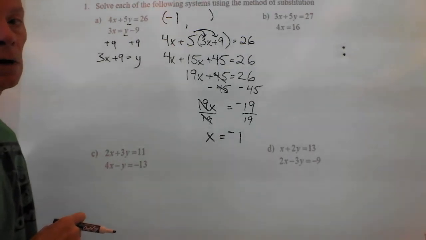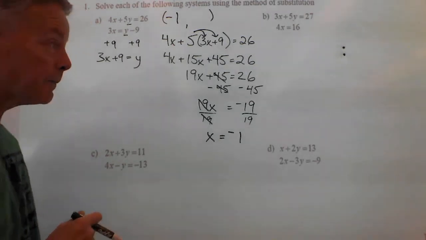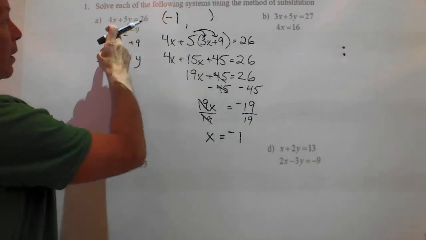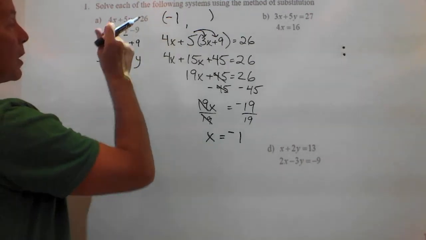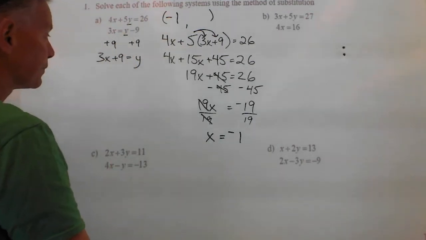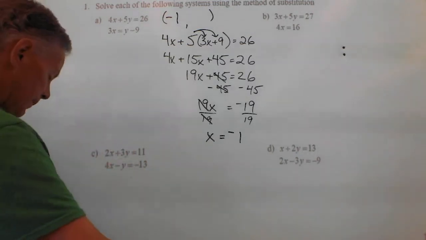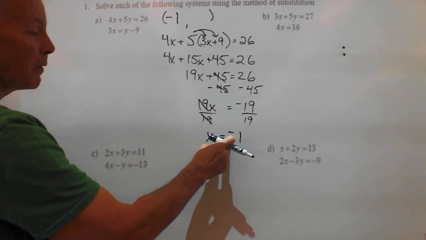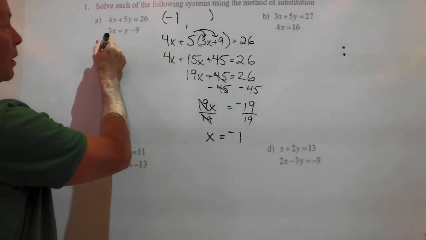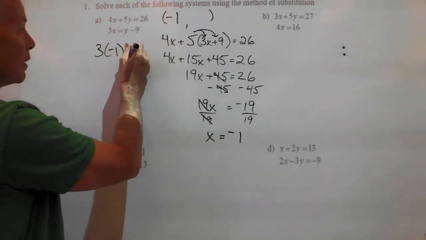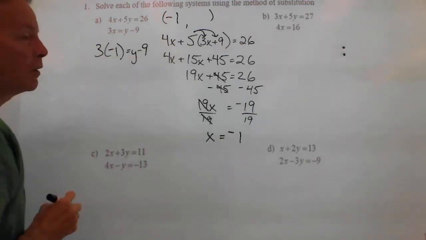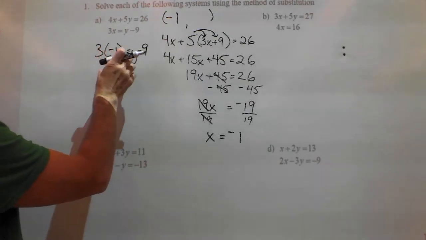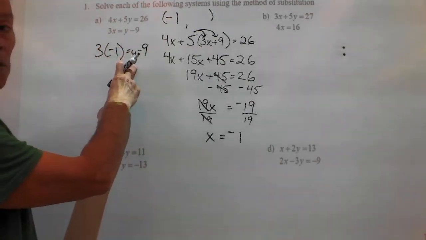And we can plug in this value for x into either of our equations. Now, I don't know about you, but I'm lazy. I would rather go with a simpler equation, so I'm going to pick this one. 3x equals y minus 9. So, into our 3x equals y minus 9, I'm going to plug my value for x, and it will become 3 times negative 1 equals y minus 9.